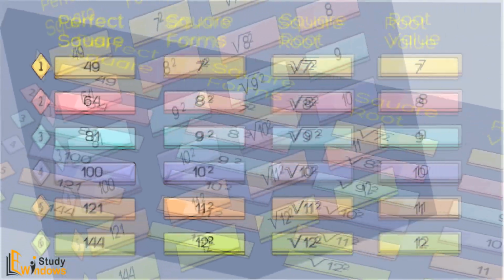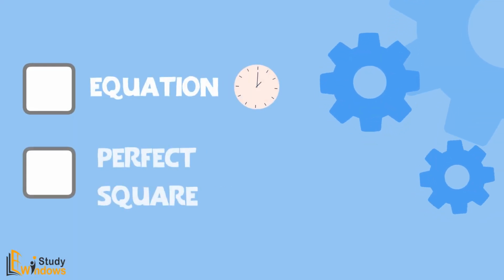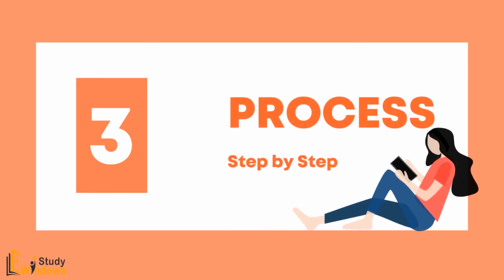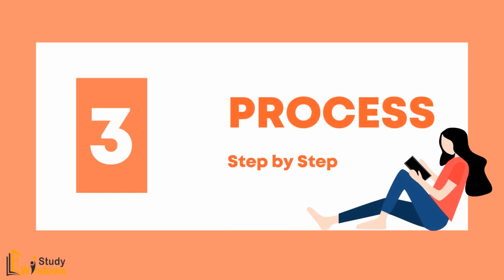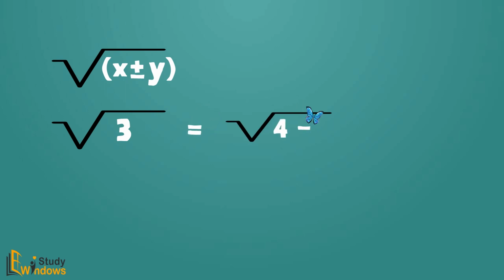So, we have learned the equation and perfect squares. Let's learn the calculation process step by step. We know the equation square root of x plus minus y, and we have to find out the value of square root of 3. Write 3 as square root of x plus minus y. Here, square root of 3 can be written as square root of 4 minus 1. Remember, x should always be a perfect square.